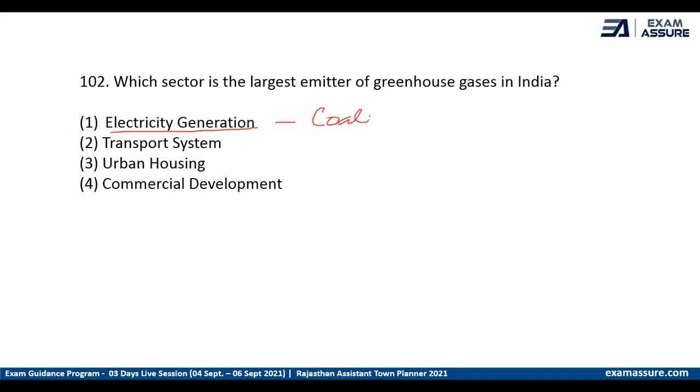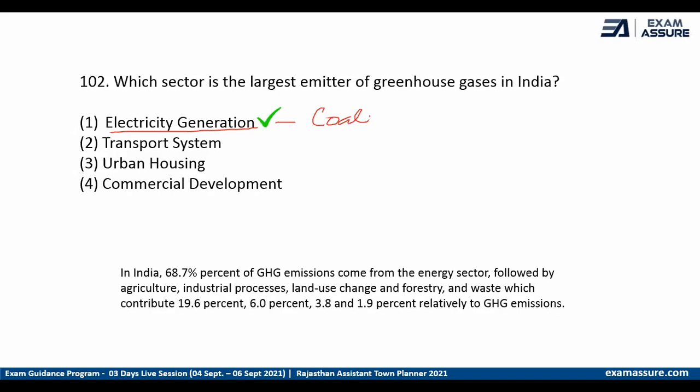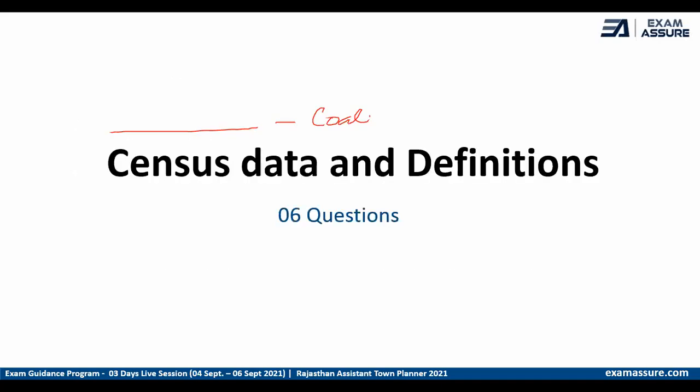So in the future, nuclear energy or renewable energy sources might surpass coal usage, and then electricity generation might no longer be the largest emitter of greenhouse gases. Let's move to the next question. Just remember this: we have the energy sector as a major contributor.